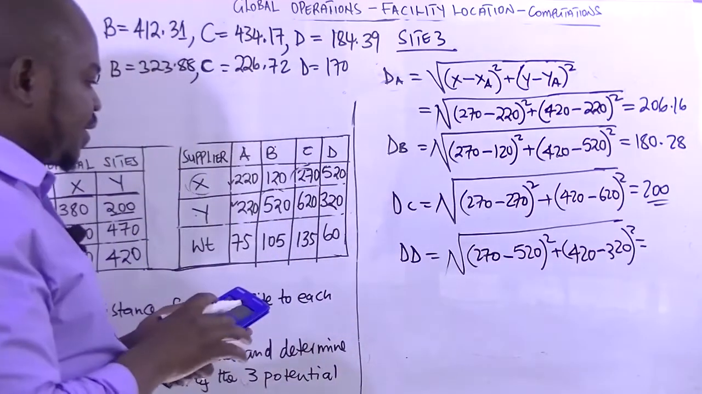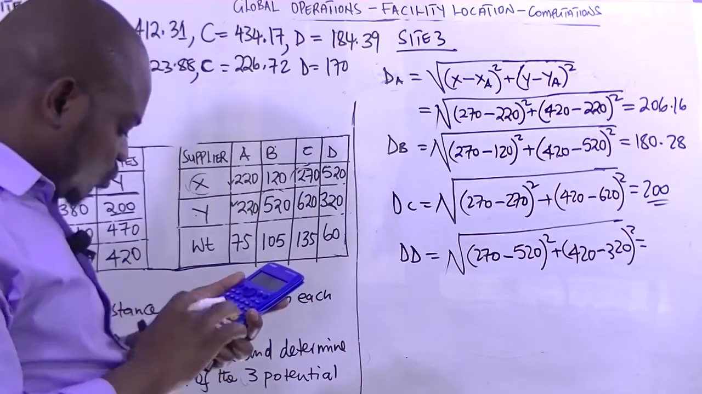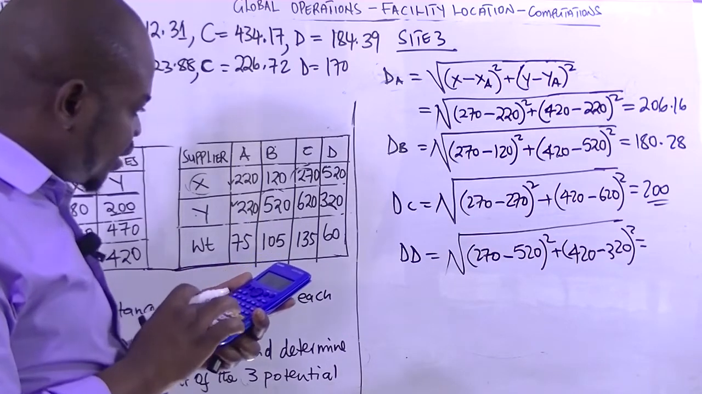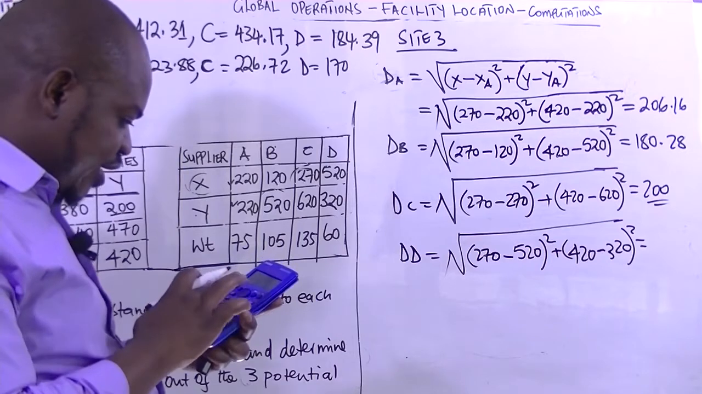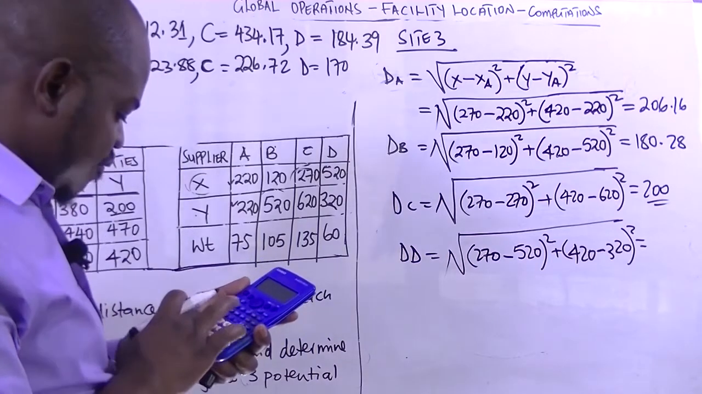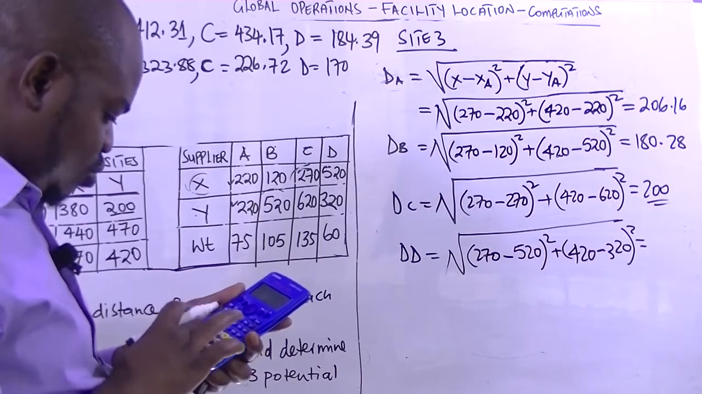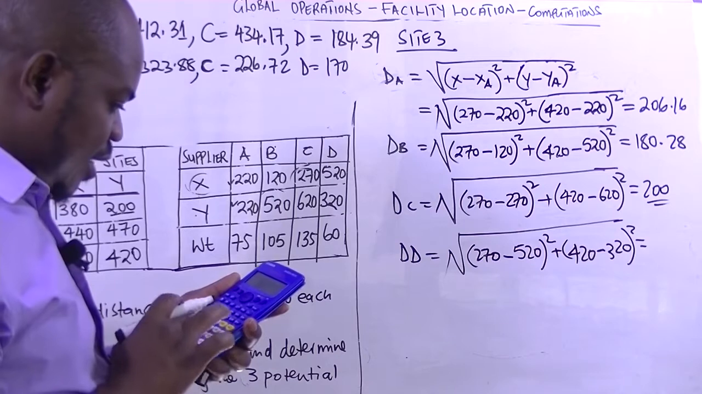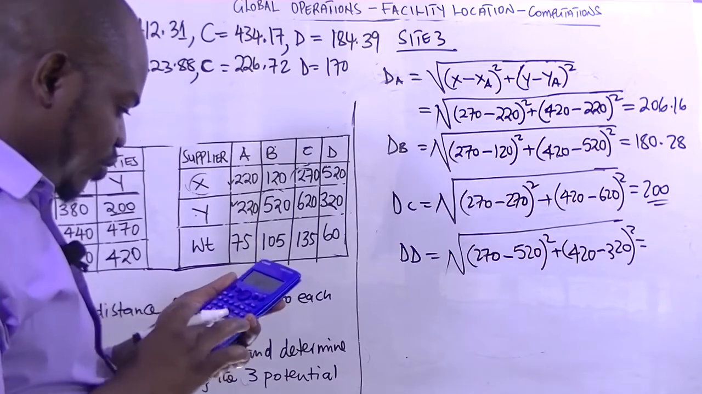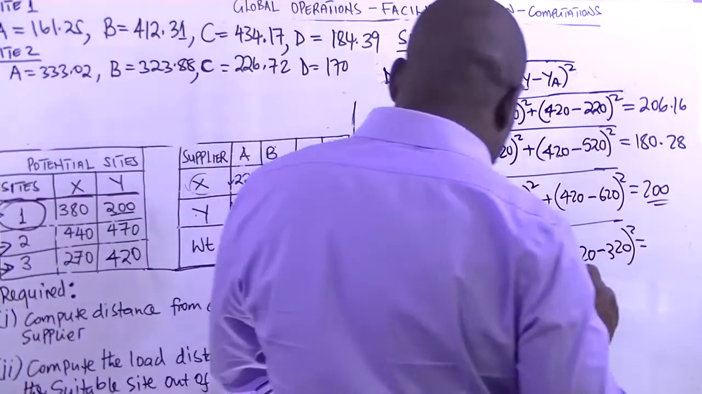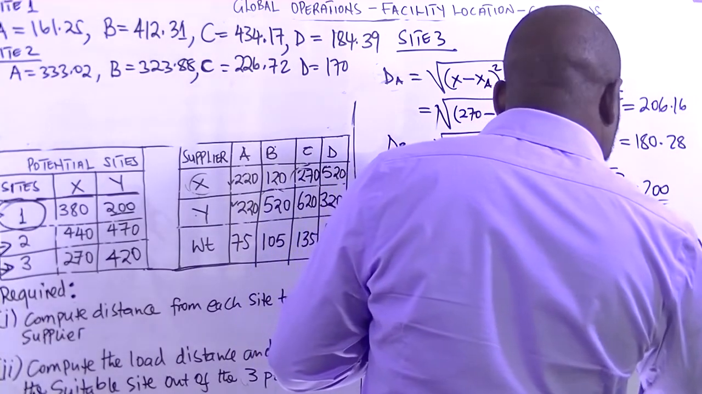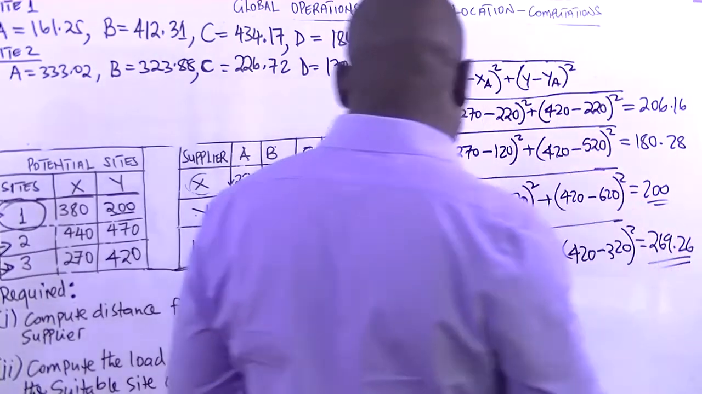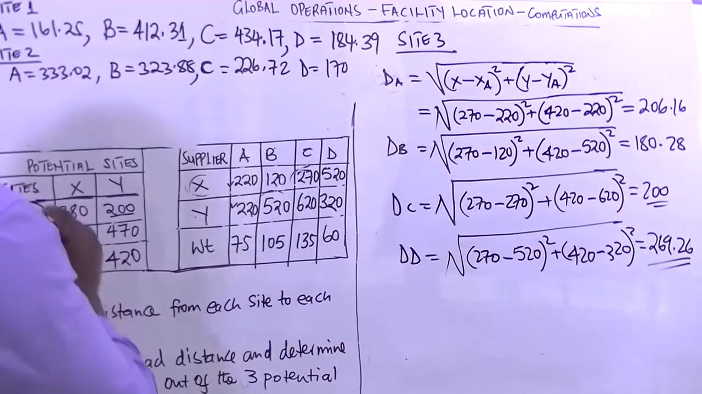And then I can process that quickly. Open brackets, 270 minus 520, close brackets, squared, plus open brackets, 420 minus 320, close the brackets, squared. I have that, and then square root that. I have 269.26. All right.